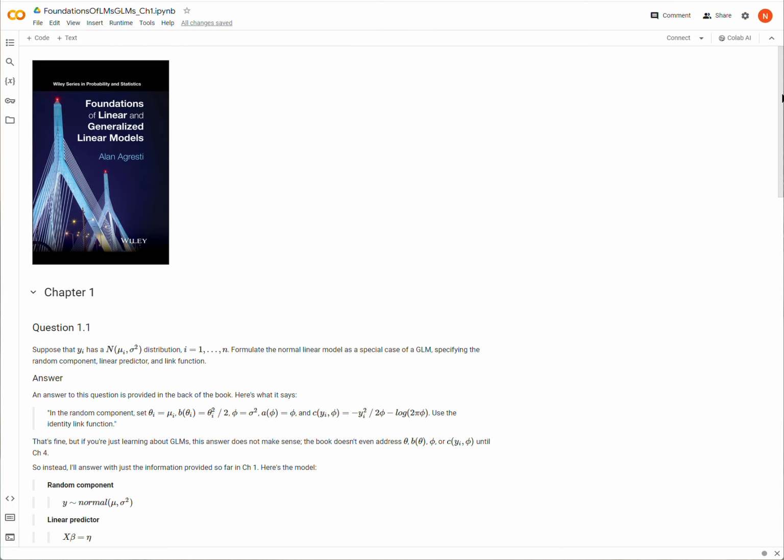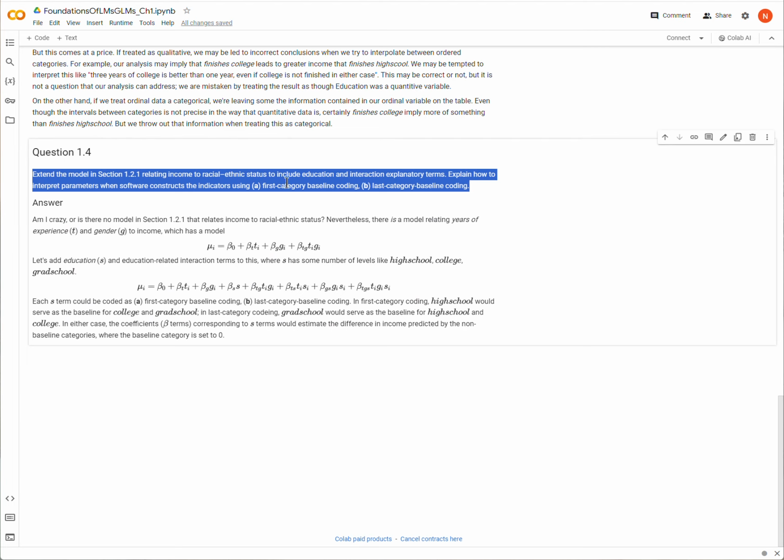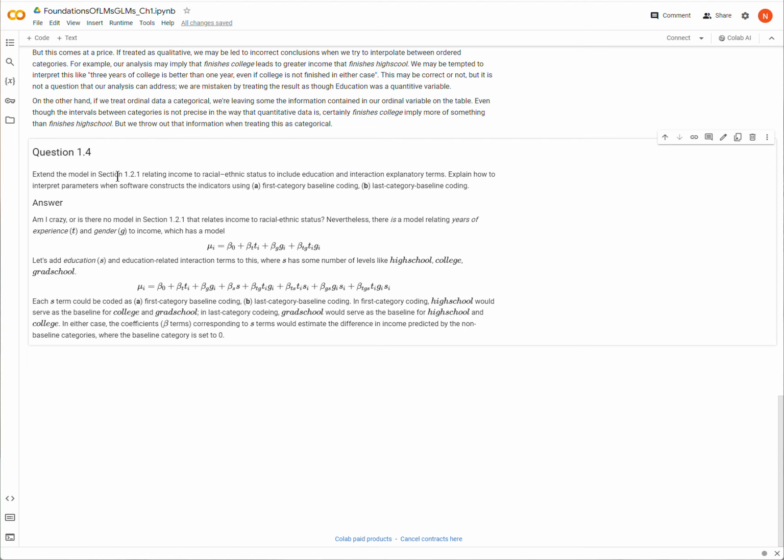So we are in Foundations of Linear and Generalized Linear Models, Chapter 1, Question 4, 1.4. So here is our question. Extend the model in section 1.2.1 that relates income to racial ethnic status to include education and interaction explanatory terms. Explain how to interpret the parameters when the software constructs the indicators using first category baseline coding versus last category baseline coding.